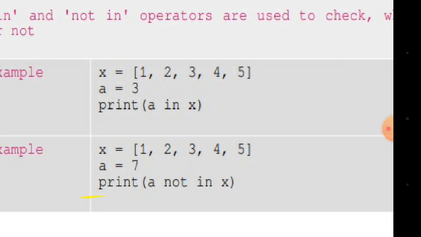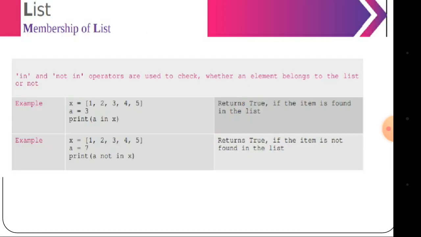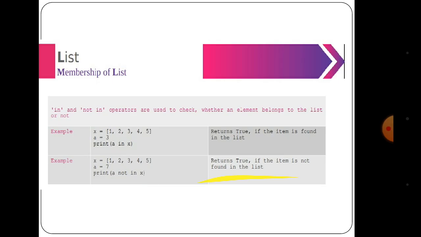In another example, x is equal to 1 2 3 4 5. Here the list is associated with the x variable. a is equal to 7. Here, a not in x. So we are checking whether a, which is 7, is not in x. In this case the answer will be true because 7 is not part of this list. So these are the two membership operators we can use in a list.